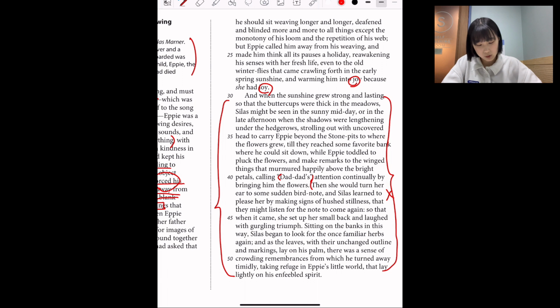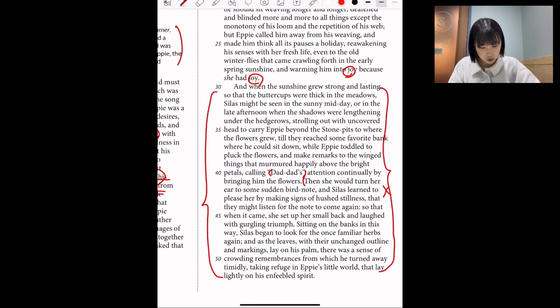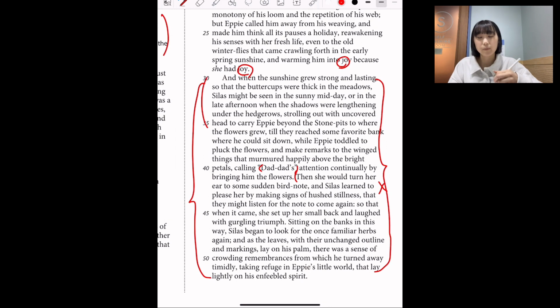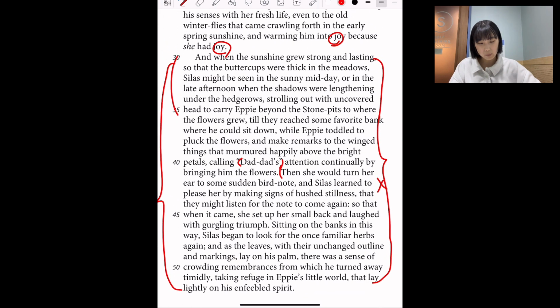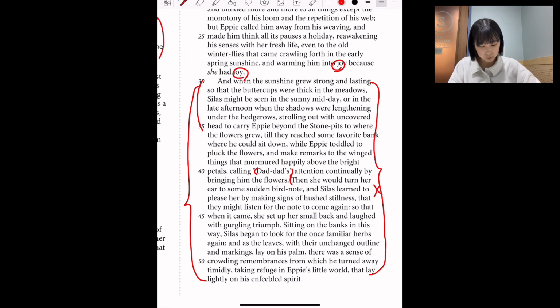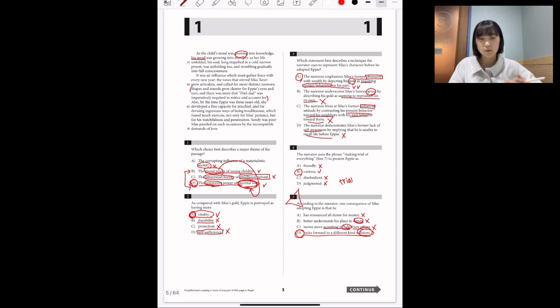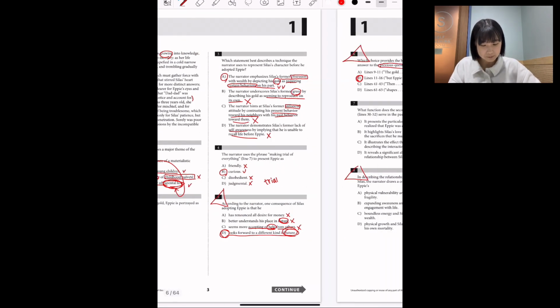But to briefly tell you what it's about, it's basically talking about an interaction between Silas and Epi in the meadows and sunny midday shadows. It's a very bright, sunny day where Silas and Epi are enjoying a good day out. It shows how Silas is trying hard to please her. Epi is calling him dad, and it's a very pleasant and wholesome scene overall. Silas is looking for herbs for her. It's a very wholesome scene.